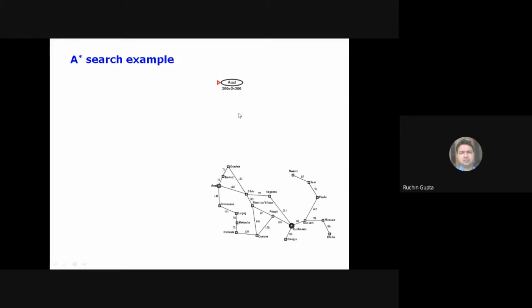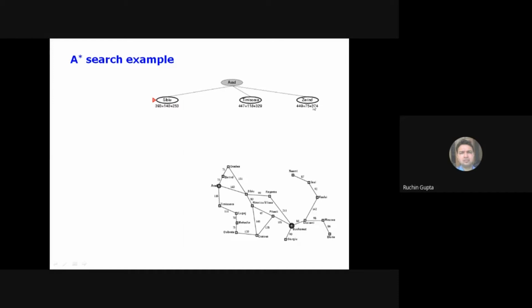We are given a map of cities, and we want to find a path from Arad to Bucharest, and we are given a heuristic function h(n), which is the straight line distance between the cities. So the agent will start with the Arad city, and it will calculate f(n). f(n) will be g(n) plus h(n). So h(n) will be the straight line distance from Arad to Bucharest, which is given to us as 366. And what is g(n)? g(n) is the cost from Arad to Arad, which is 0, because we are at the same node or same state. Then it will expand the nodes further.